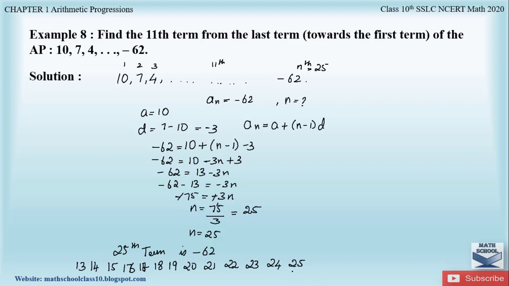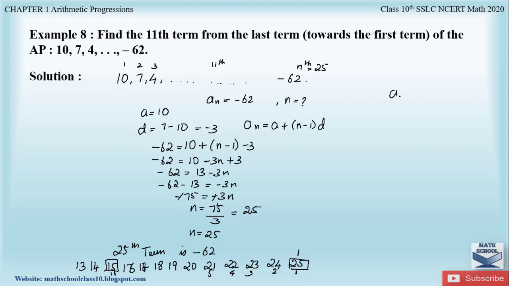Now let us count back. If we consider the 25th term as the first term, counting the 11th term backward, this is the first term, this will be the second, third, 4, 5, 6, 7, 8, 9, 10. This is the 11th term. Here we can see counting backwards from the last term, the 11th term we get is the 15th term. The 25th term which we found out is the first term. After counting backwards, we get the 15th term is the 11th term counting backwards.